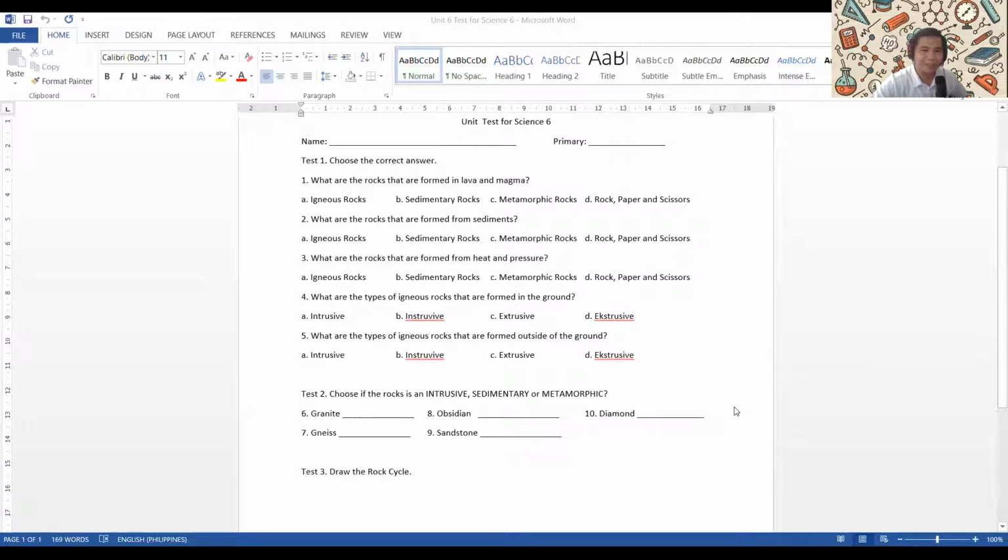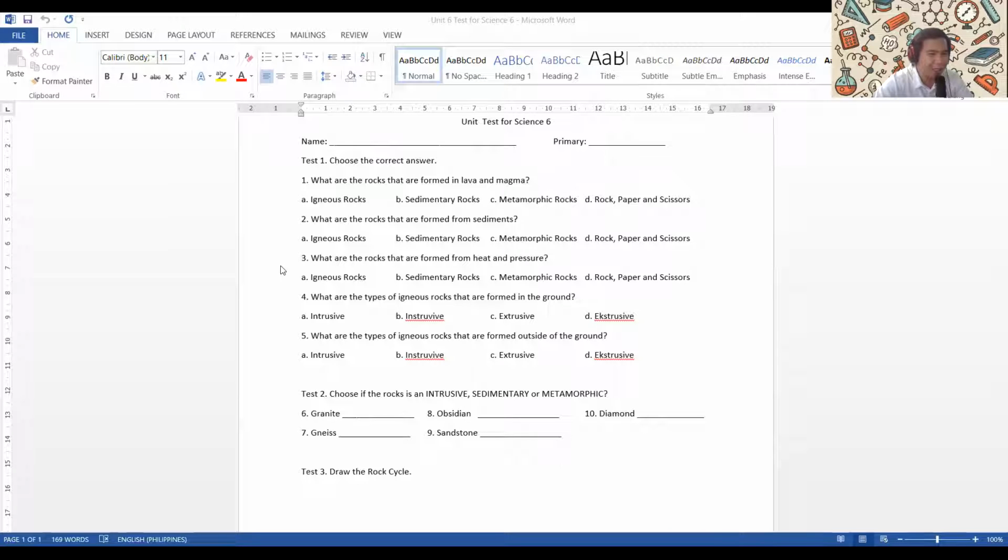Number 2, what are the rocks formed from sediments? Is it A, igneous rock? Is it B, sedimentary rock? Is it C, metamorphic rock? Or is it D, rock, paper, and scissors? What do you think is the answer? Well, from the name itself, sedimentary, sediments, of course it's letter B.